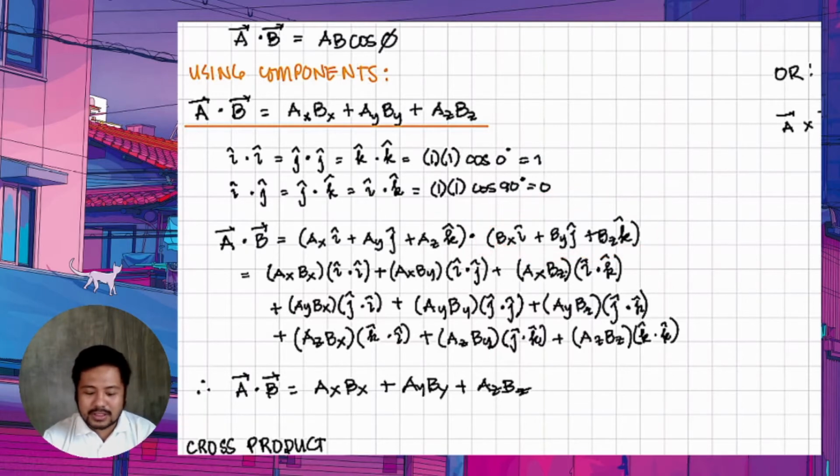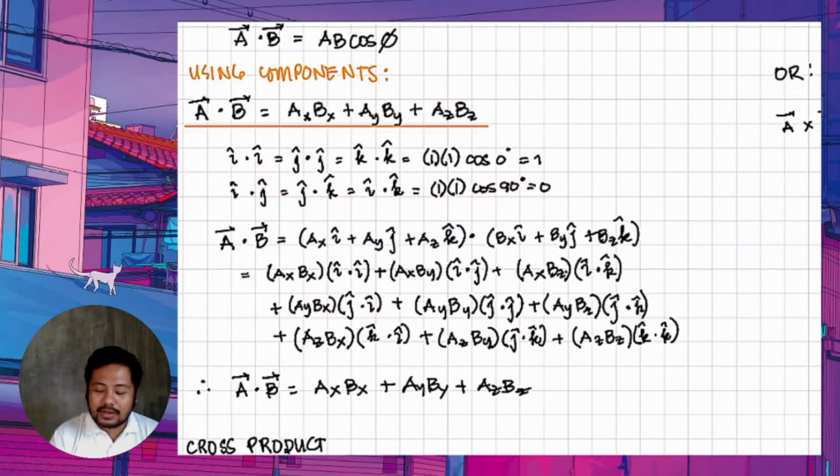So what we're going to do is just a simple distributive property. What will happen is ax bx, or ax i hat dot bx i hat, ax i hat dot by j hat, and so on and so forth. So we could group them together: ax bx i dot i, plus ay bx j hat dot i hat, and then we have ax bz i hat dot k hat, and we have this identity here, right?